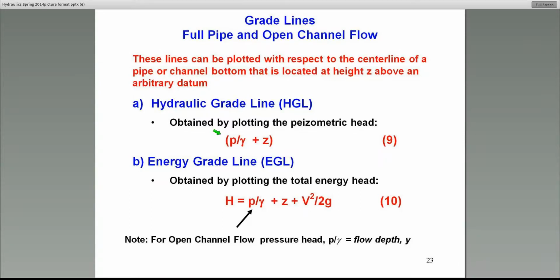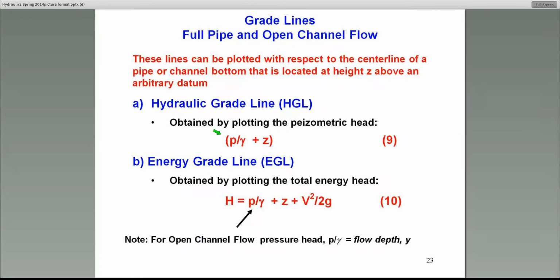Now, if you think about it, what is Y plus Z? It's basically the flow depth, vertical flow depth, plus the elevation of the channel bottom above a datum. So that's essentially what we call the stage or the water surface of the channel system. So it takes you to the water surface of the channel system. So therefore, the hydraulic gradient line in an open channel is the water surface.